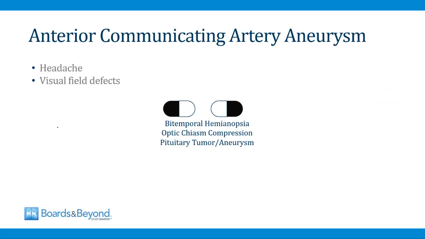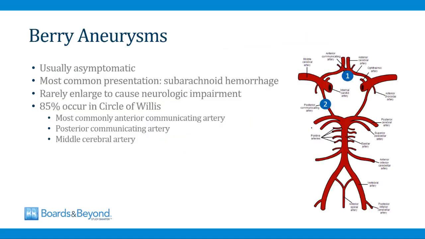The common symptoms that an anterior communicating artery aneurysm causes are headache and visual field defects, classically bitemporal hemianopsia. The aneurysm will compress the optic chiasm, and that is going to cause the patient to lose vision on the outside, the temporal portion of both visual fields. The two classic causes of bitemporal hemianopsia are a pituitary tumor or an anterior communicating artery aneurysm. So, back to this slide.